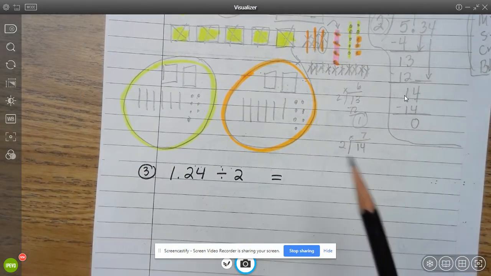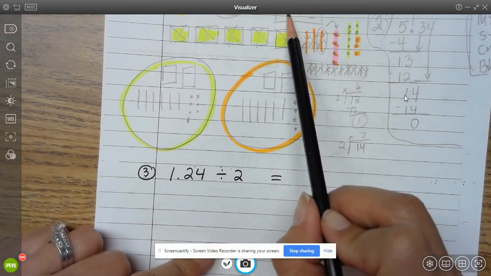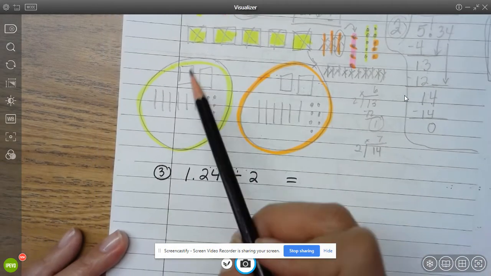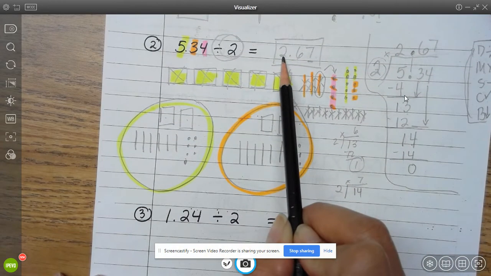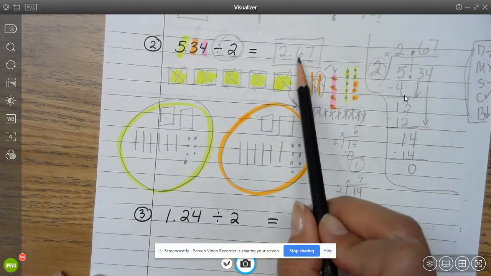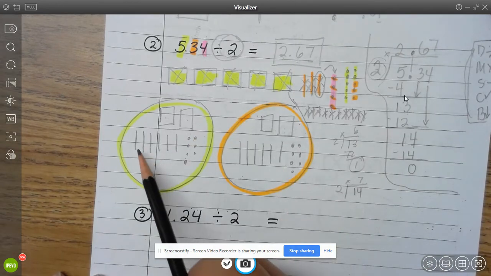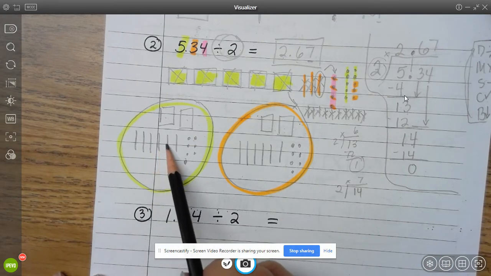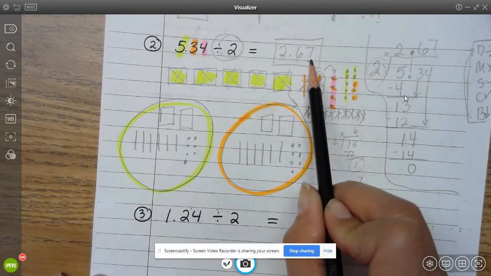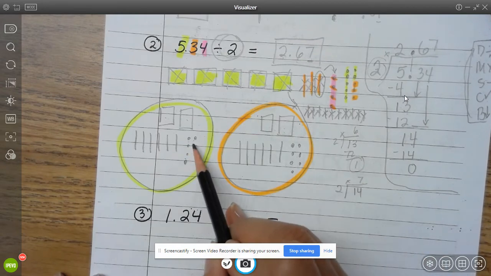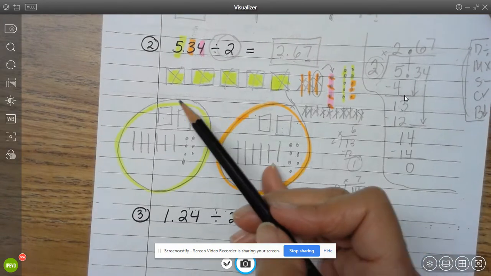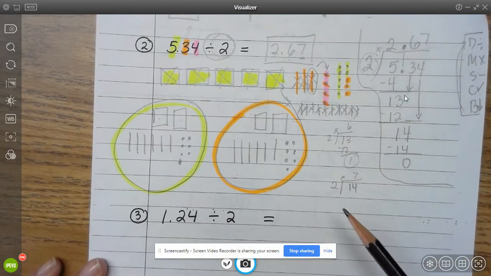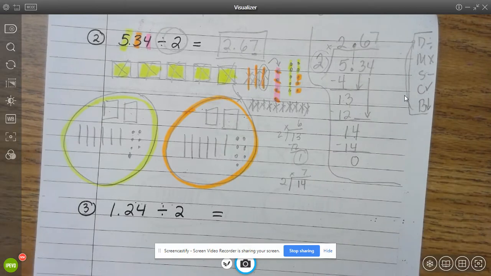Okay, let's double check. My answer was 2 and 67 hundredths. Let's see if we have 2 in each group. 1, 2. There's my whole number 2. 6 tenths. Do I have 6 tenths in each group? 1, 2, 3, 4, 5, 6. And do I have 7 hundredths? 1, 2, 3, 4, 5, 6, 7. Right? So that all works. I've shown it using pictures, and then I've done it mathematically. Okay, there you go, guys.